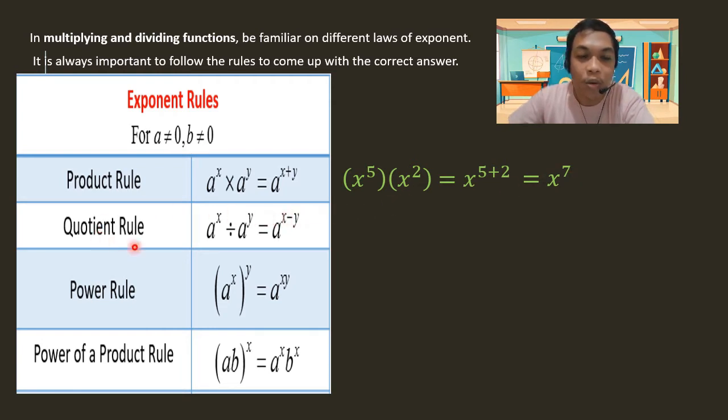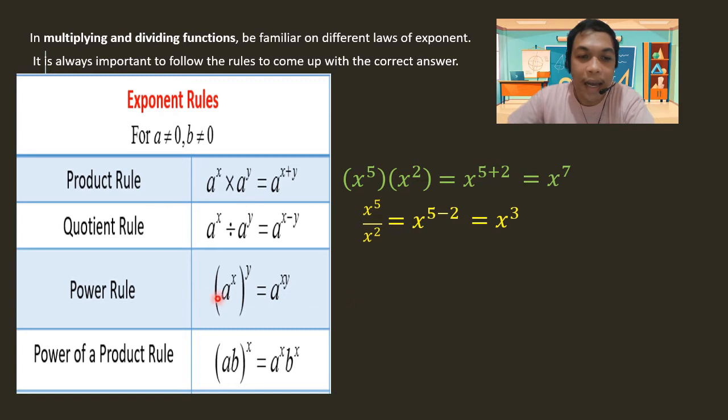Now, let's have the quotient rule. For quotient rule, it states that if you are going to divide exponents having the same bases, you just copy the base and you subtract the exponents. So, for example, x raised to 5 divided by x raised to 2, it will become x raised to 5 minus 2. 5 minus 2 is equal to 3, so we have x raised to 3.